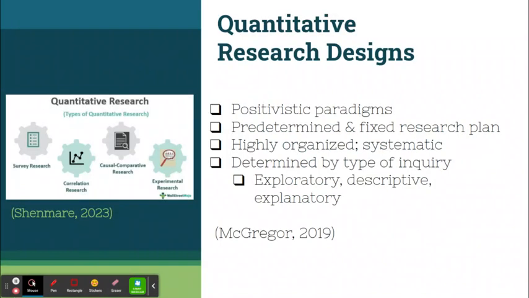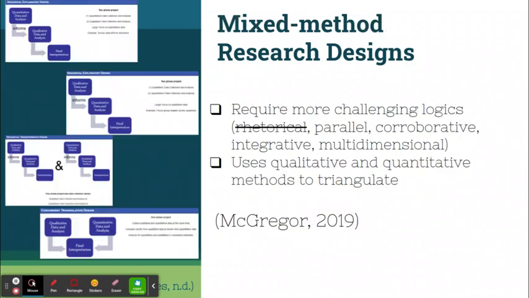The three research designs, well, the first one is quantitative. Quantitative is based on positivistic paradigms. Quantitative research designs use a predetermined and fixed research plan. It's usually highly organized and systematic, but it's also determined by the type of inquiry. Is it exploratory or descriptive or explanatory?